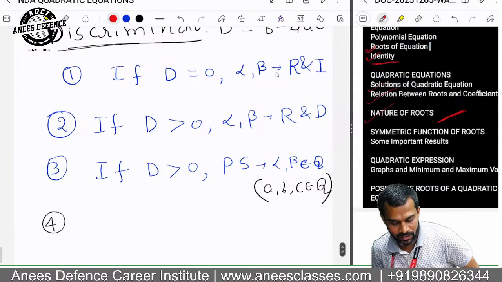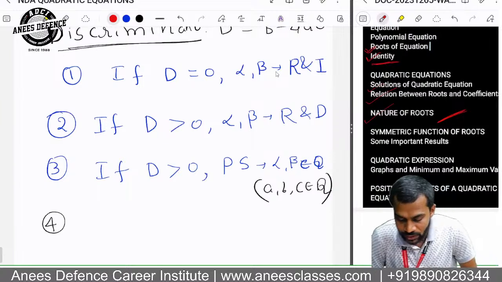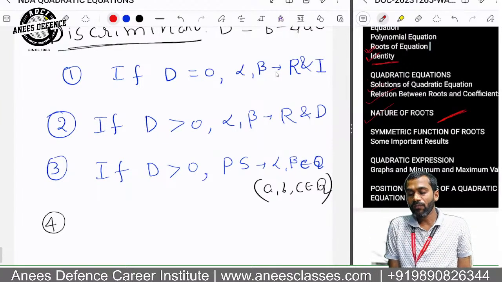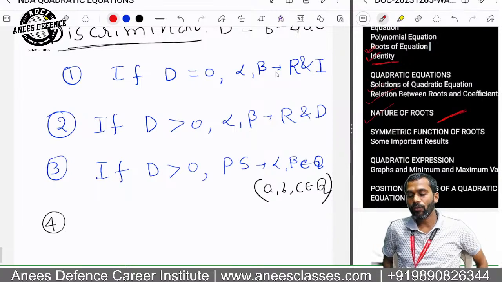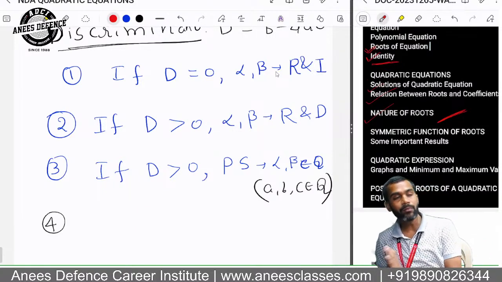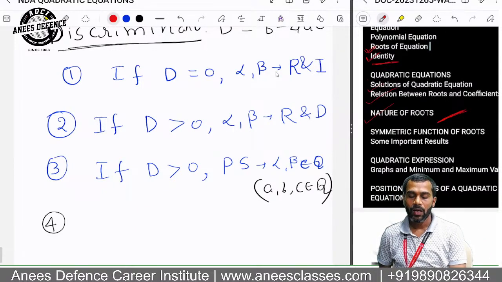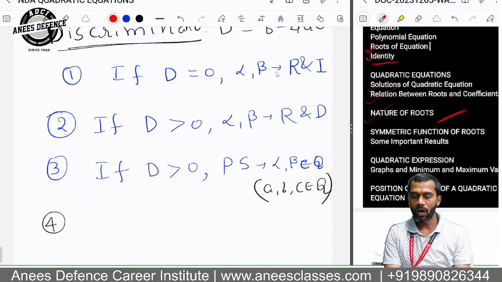See, if D is greater than 0 and if D is a perfect square as well, then alpha and beta will be rational numbers. I mean both the roots would be rational provided a, b, c are rational numbers. All the coefficients should be rational numbers and D should be greater than 0 and a perfect square. And one more thing, I hope it is clear.